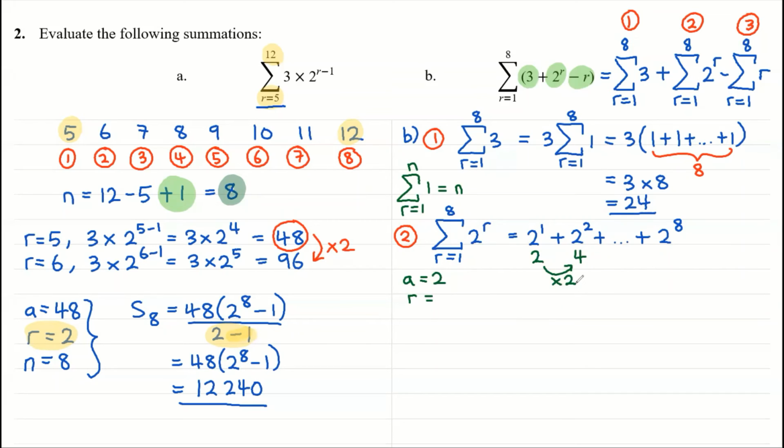So your common ratio is, of course, 2. And we're summing over n terms. So n is going to be 8. So let's put all that into a summation formula.